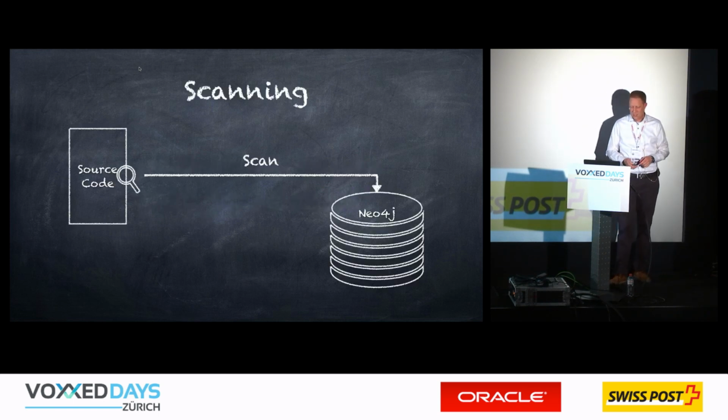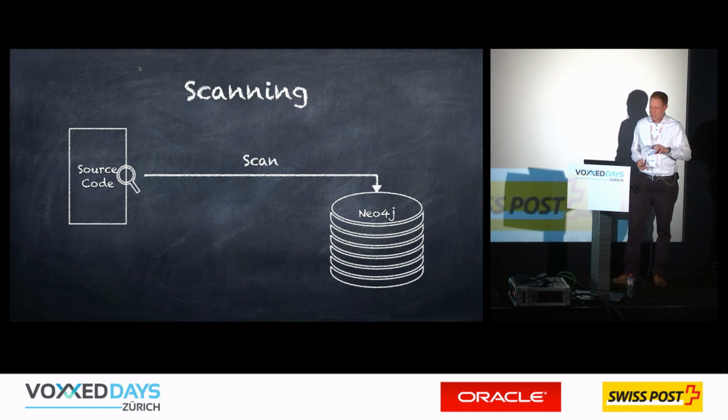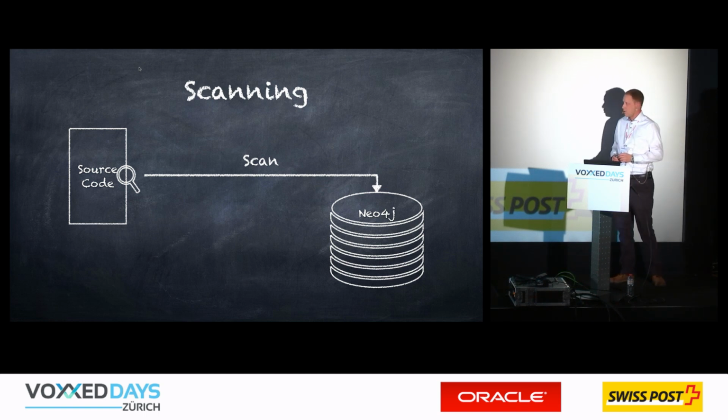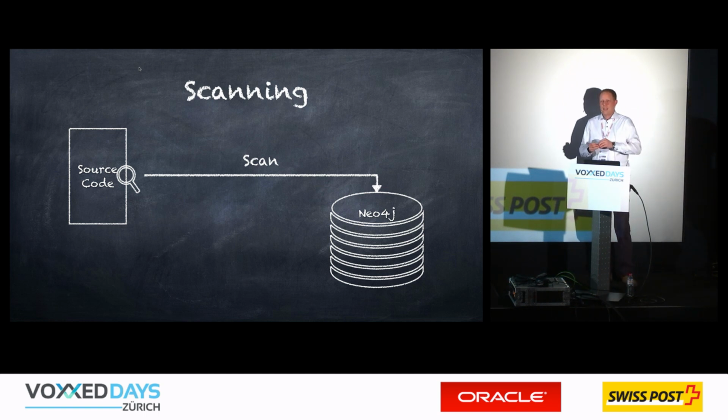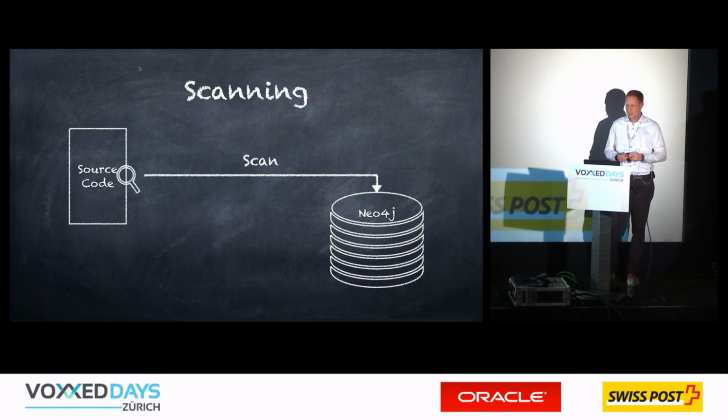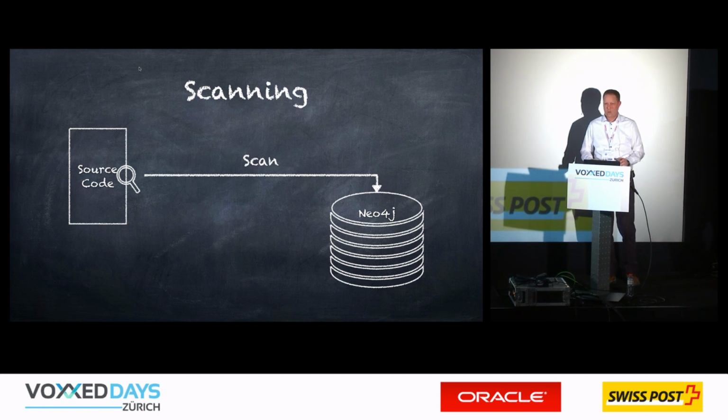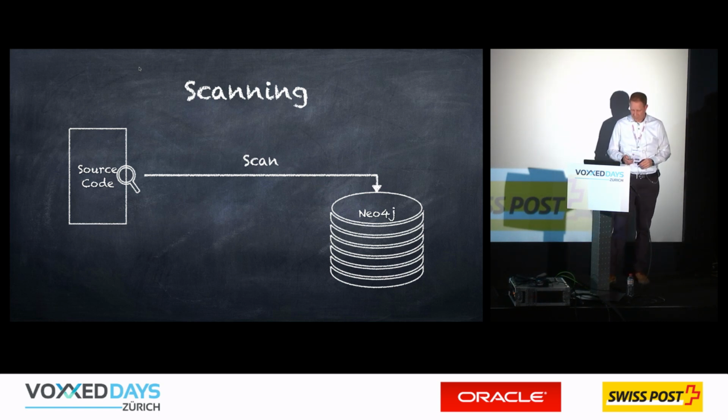And JQ Assistant is a tool, a Maven plugin that parses the whole code and writes that down in a Neo4j database. So you have a graph over your whole code. You can say, give me all classes annotated with this annotation, or give me all classes that have a dependency on this other class. You can really find everything you want in your code.